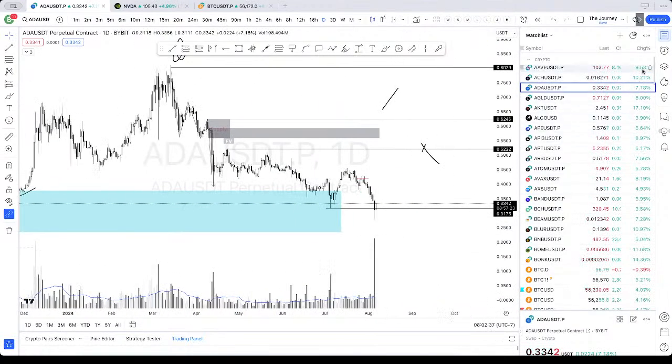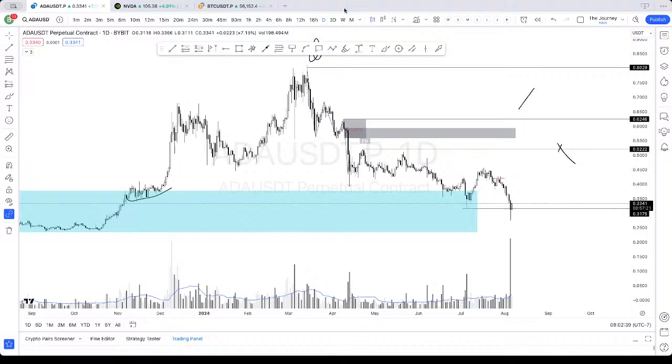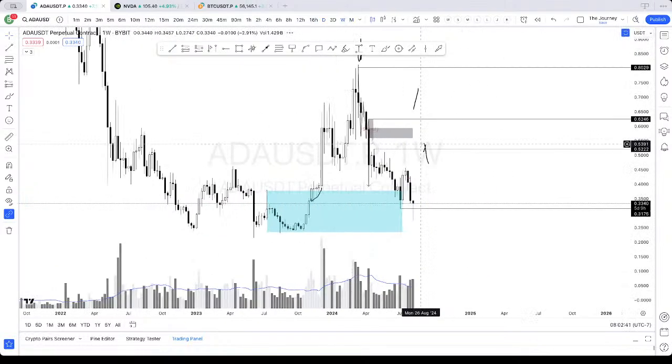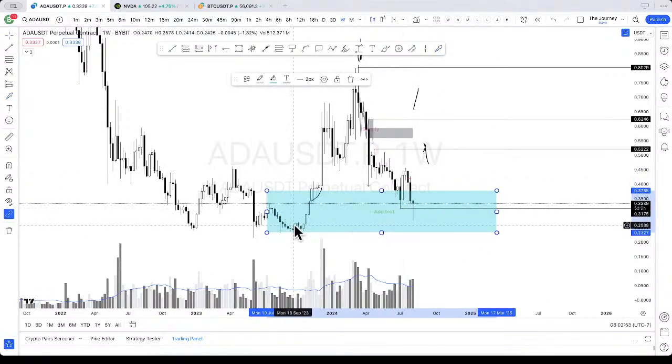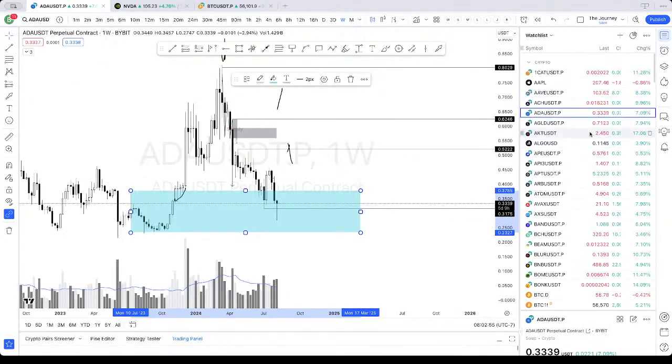We're on the daily. Let's hop right up to the weekly, not the monthly, the weekly. That's a weekly low. That's a weekly high. That's not a weekly close. That is an early indication that price wants to return to that high. Yep, that's what I see on ADA.